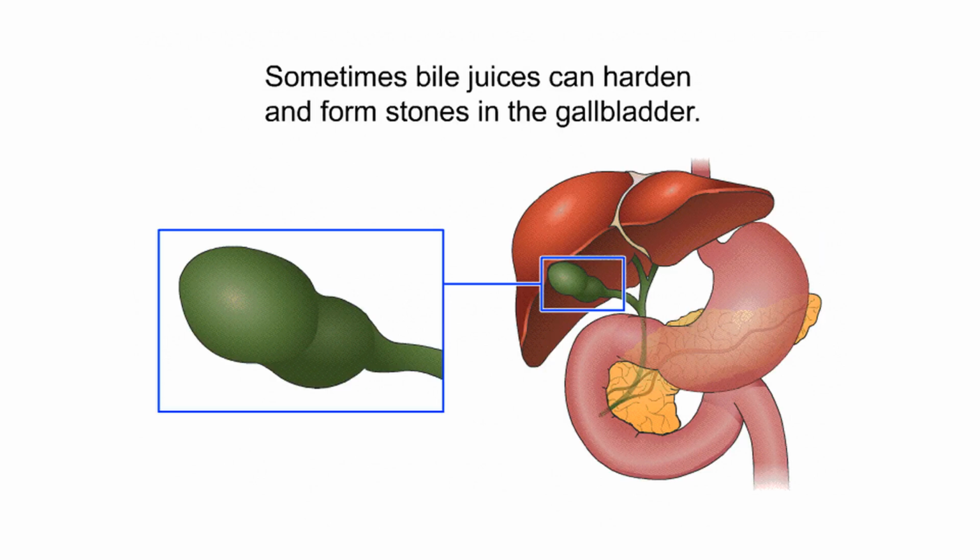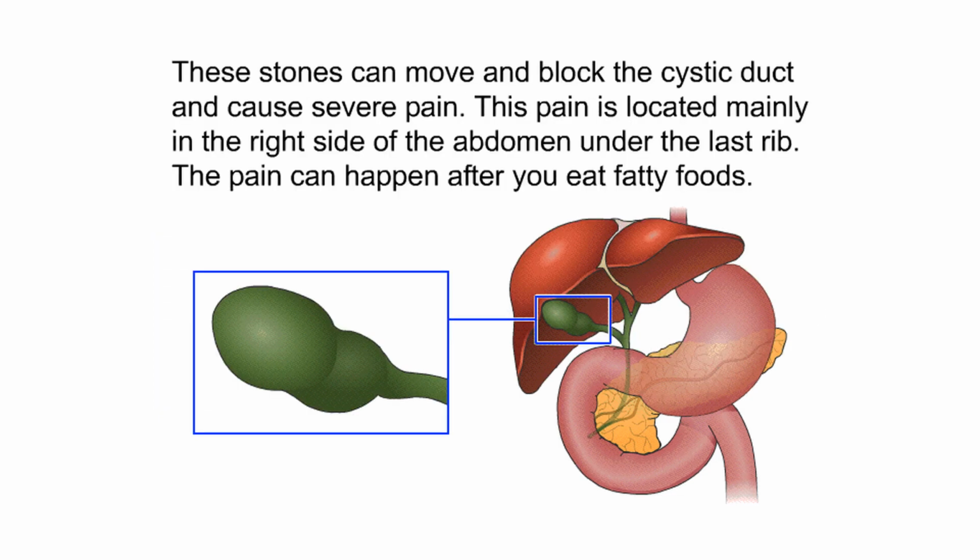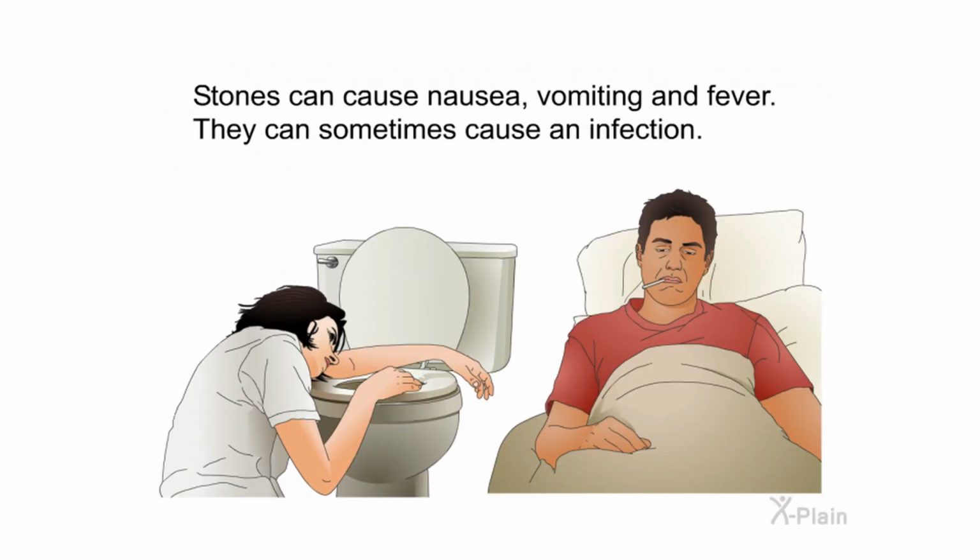Symptoms and their causes. Sometimes bile juices can harden and form stones in the gallbladder. These stones can move and block the cystic duct and cause severe pain. This pain is located mainly in the right side of the abdomen under the last rib. The pain can happen after you eat fatty foods. Stones can cause nausea, vomiting, and fever. They can sometimes cause an infection.